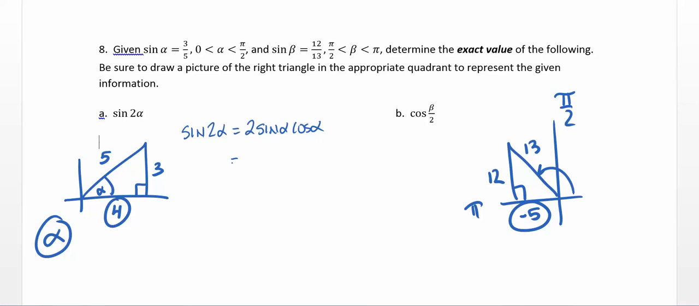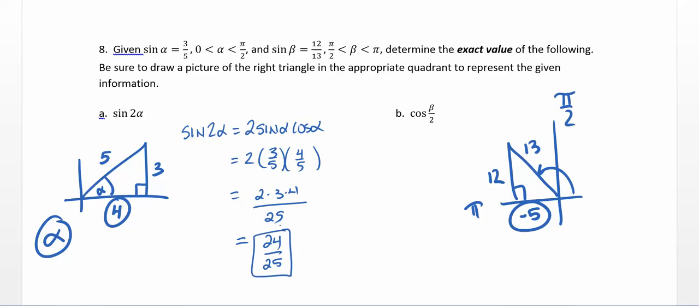Alright, which then is going to give me 2 times the sine of alpha, which was given to us, which was 3/5, times the cosine of alpha, which in this case is 4/5. So that gives me 2 times 3 times 4 all over 25. So I've got an answer of 24/25 for part A, sine 2 alpha.